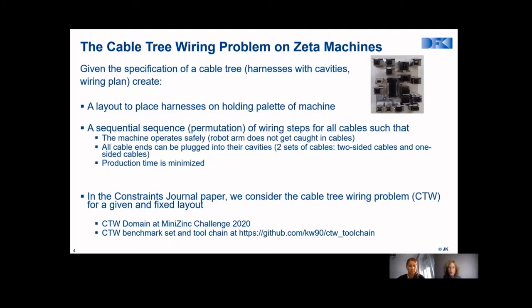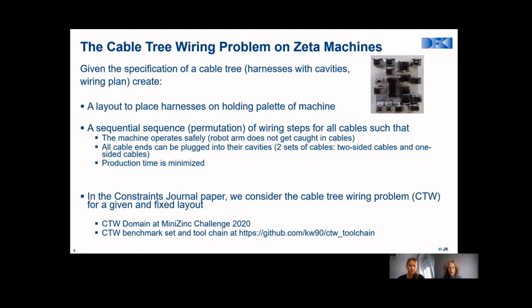Here we distinguish two sets of different cables. We have so-called two-sided cables where both cable ends need to be plugged into cavities, and we have so-called one-sided cables where only one end needs to be plugged and the other end can freely swing around. As an optimization goal, the production time should be minimized.